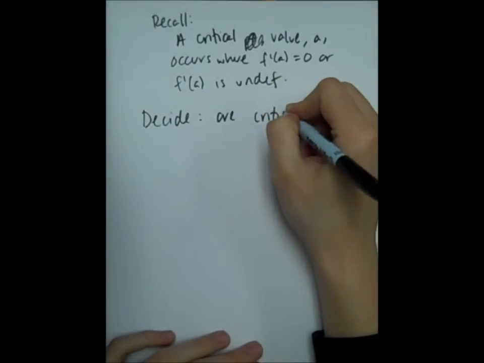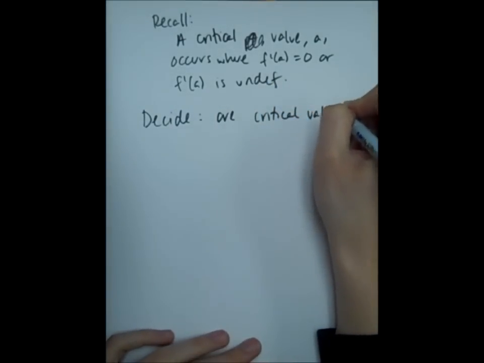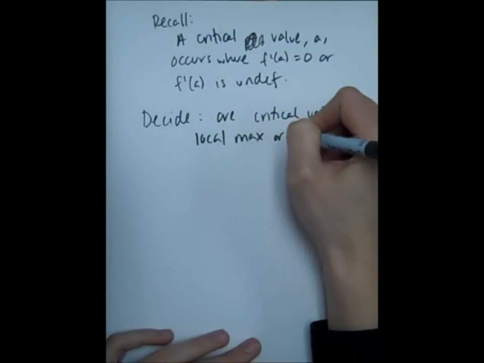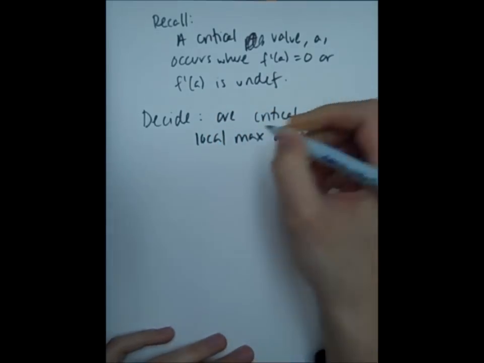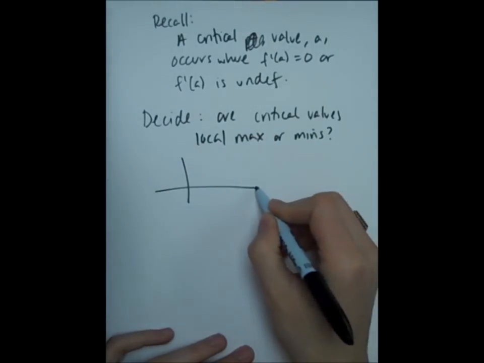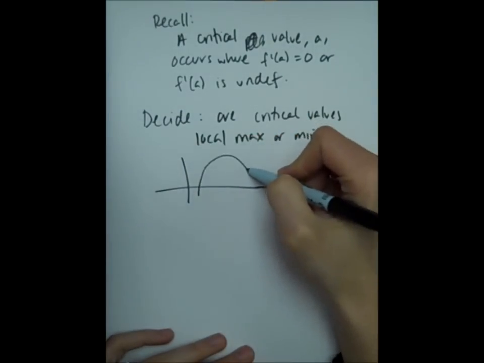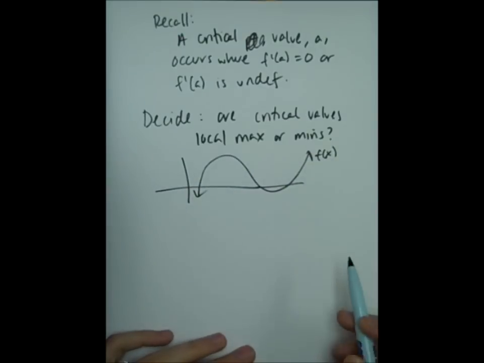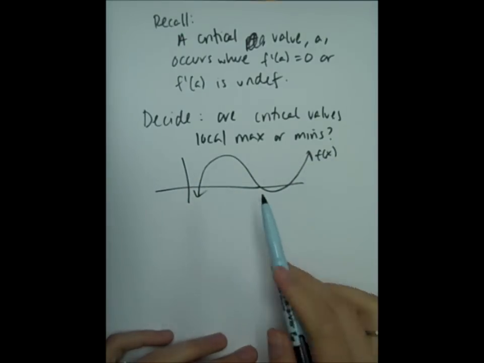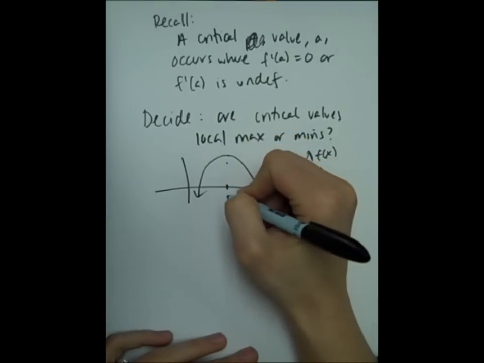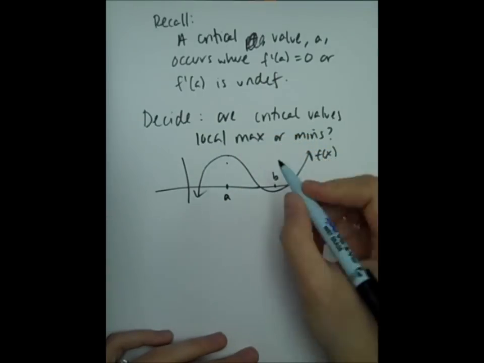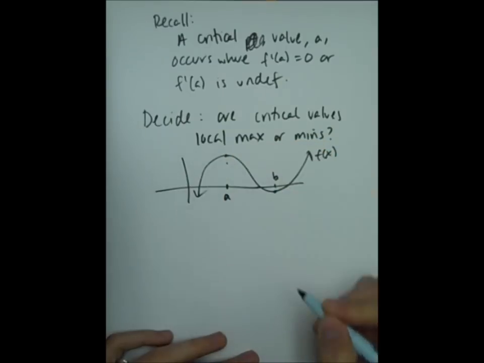So our critical values, local maximums or mins. Let's think about the picture that we're doing here though. Let's say this is my function. Critical values are where the derivative is 0. So there's going to be one, let's call that A. There's another one that's called B. So these are my two critical values for this one.